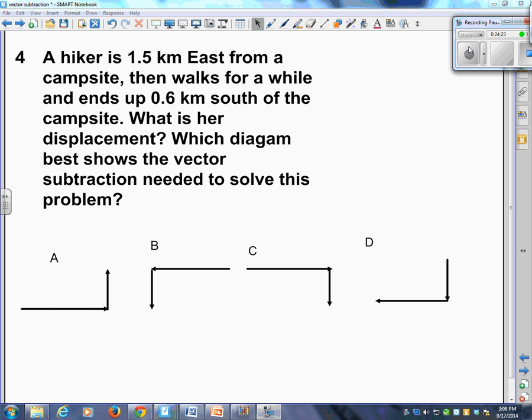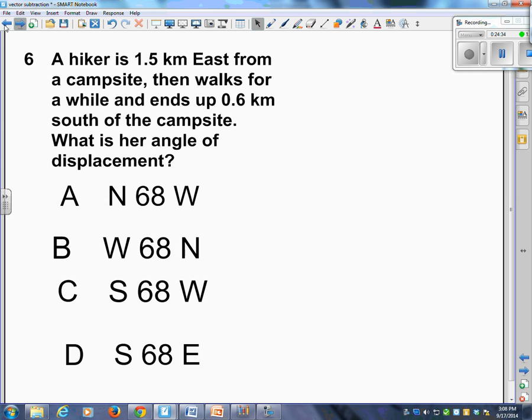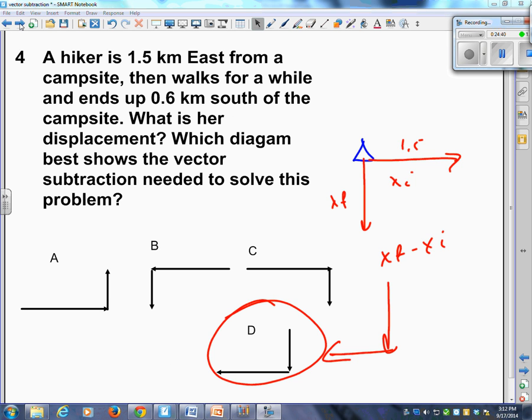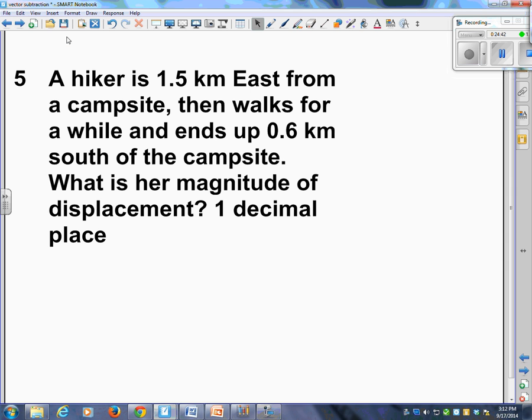Okay, my friends, do you understand vector subtraction? Time to show me that you've been paying attention. I got question number 4, question number 5, and question number 6. Okay, I've given you the diagram. What is the magnitude of the displacement?